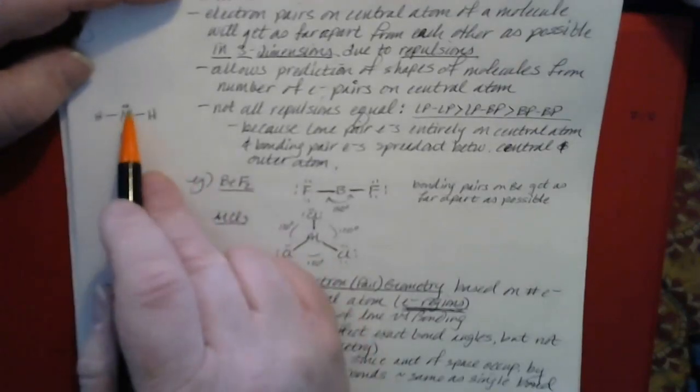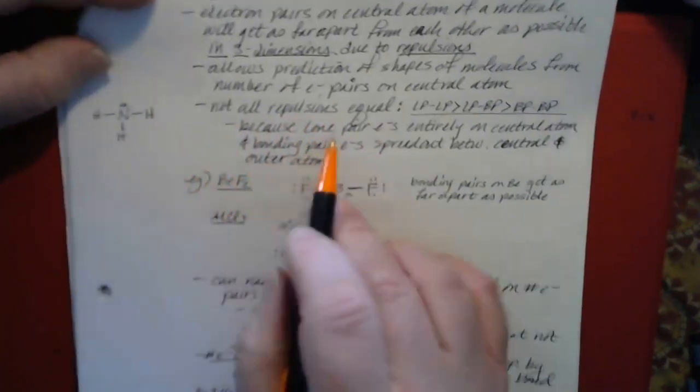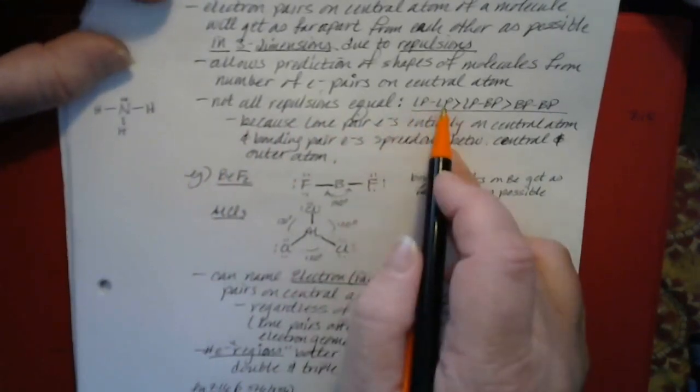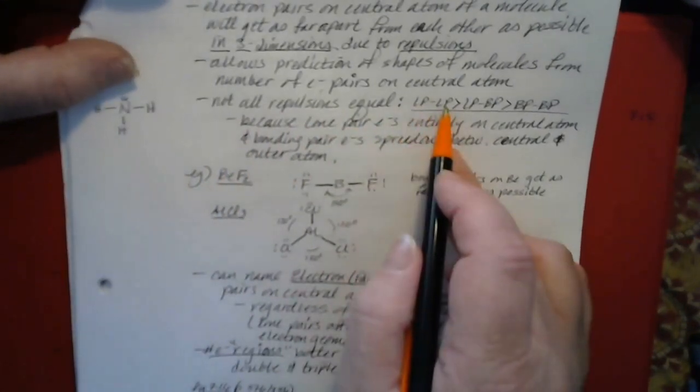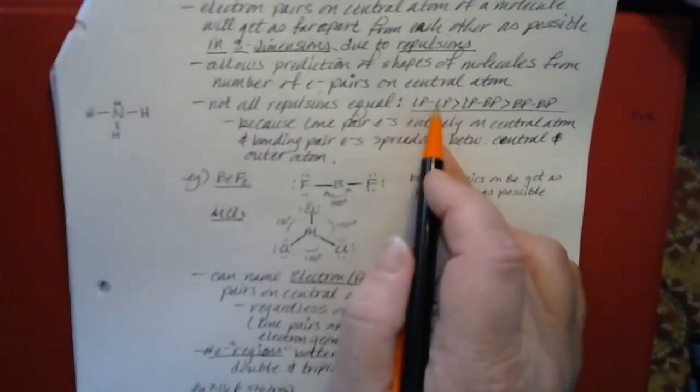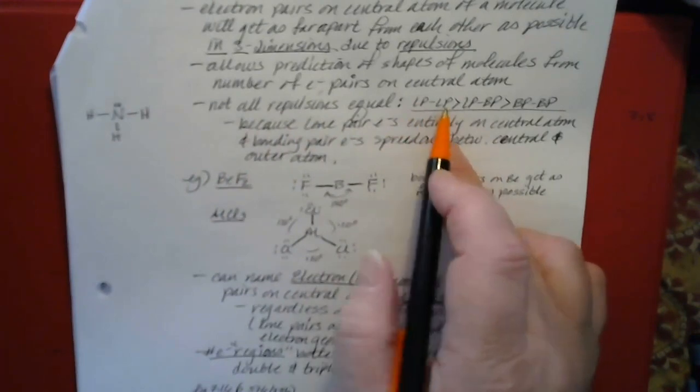Since that lone pair of electrons belongs entirely to nitrogen and it's not spread out between nitrogen and another atom, that lone pair of electrons ends up taking up more space on the nitrogen than the bonding pairs of electrons do, because the bonding pairs are spread out between the nitrogen and the hydrogen. So the repulsion between lone pairs will be the greatest repulsion of all because they take up the most space on the central atom. So lone pair repulsion will be the greatest of all.